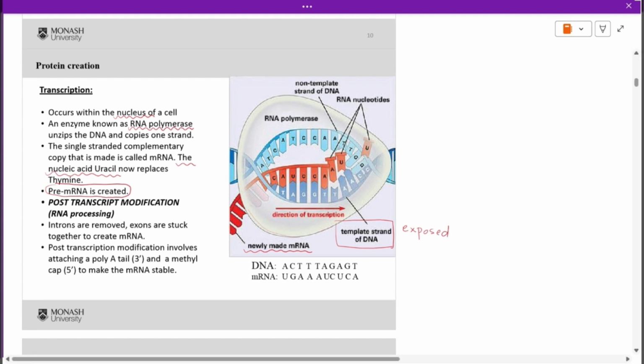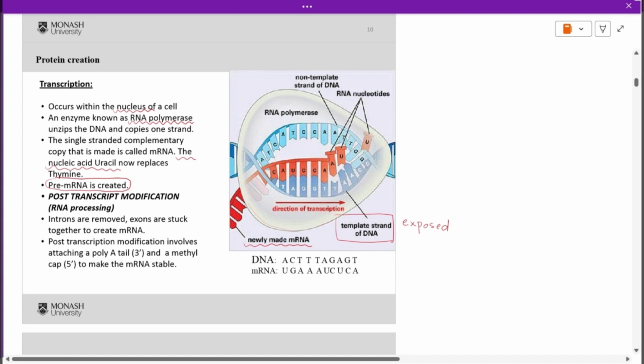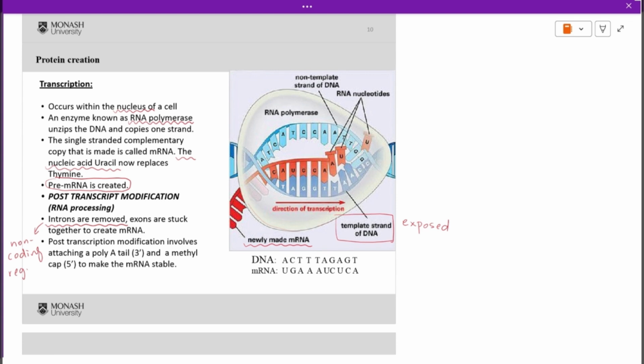Three very important things happen during this process. One is introns are removed. If you can recall, introns are the non-coding regions. And exons, the coding regions of DNA, are stuck together, which is also referred to as spliced. So they splice together to create mRNA.